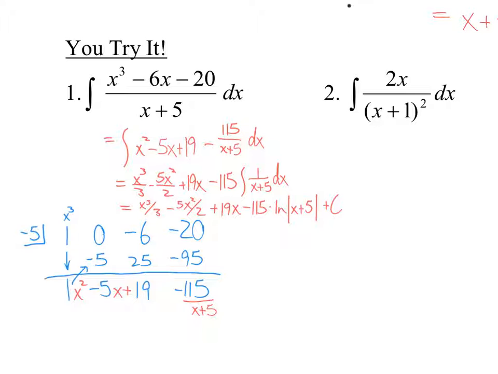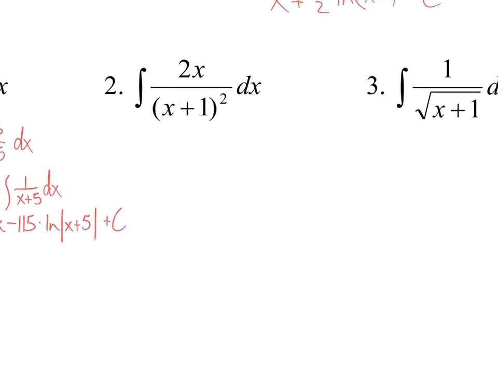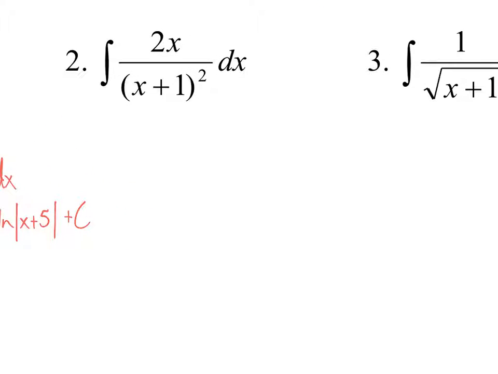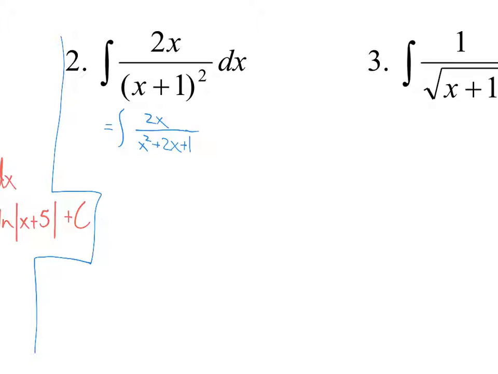For number 2, how would you see that? What do you think we ought to do with this number 2 here? Foil out the bottom, bring it up, you think? Yeah, that may give you the du. Okay, let's give it a try. I'll change colors here. So you're going to make this the integral of 2x over x squared plus 2x plus 1.